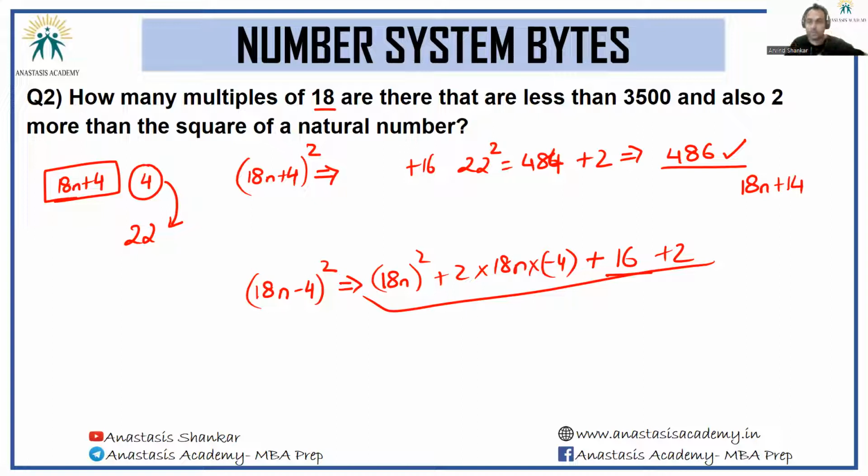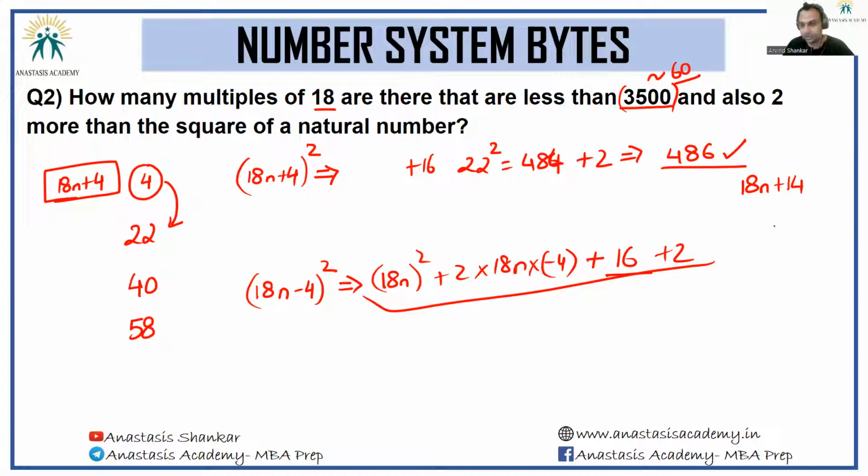But there is an upper limit also. We want numbers that are less than 3500. The square root of 3500 would be around 60. So up until 60, we are not stopping. So 4, 22, 40, and 58. 58 square, is it less than 3500? Most definitely, because 59 square is 3481. So 58 square is definitely lower than this.